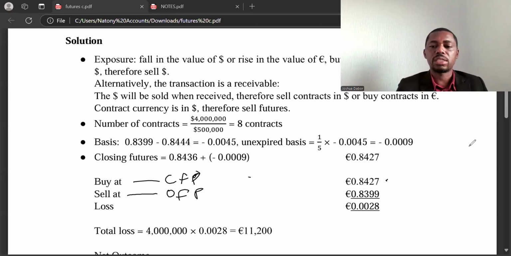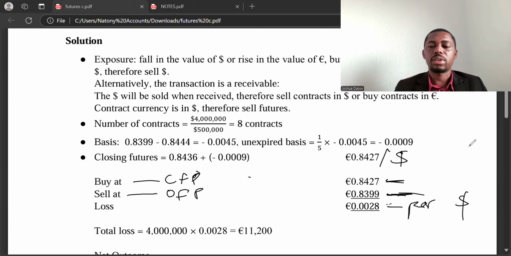The company is selling at a rate that is lower than what? The buying rates. So the company will be making a loss of this amount per dollar invested. Okay, so this amount per dollar invested, because this is per what? Per dollar. Okay, so what will now be the total loss in this question?